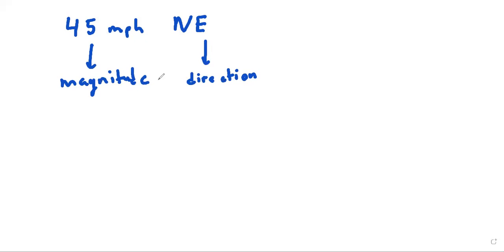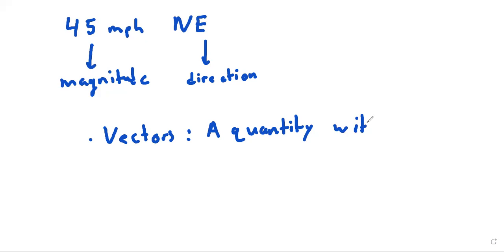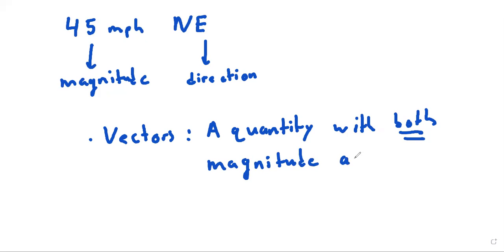That's not a scalar because a scalar only has magnitude. We call quantities like this vectors. And vectors are a quantity with both, this is another keyword, both magnitude and direction. So with this wind example, once again, if I'm the weatherman and I tell you tomorrow there's a 45-mile-per-hour wind moving northeast, I gave you a vector quantity.